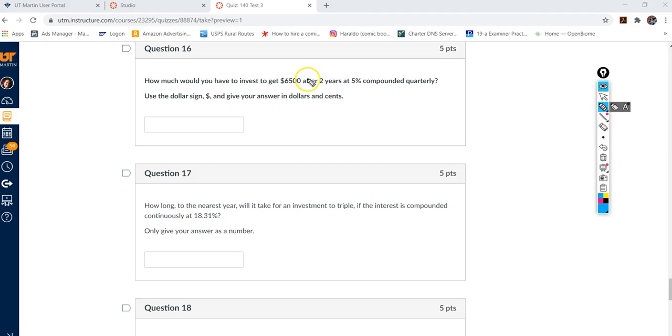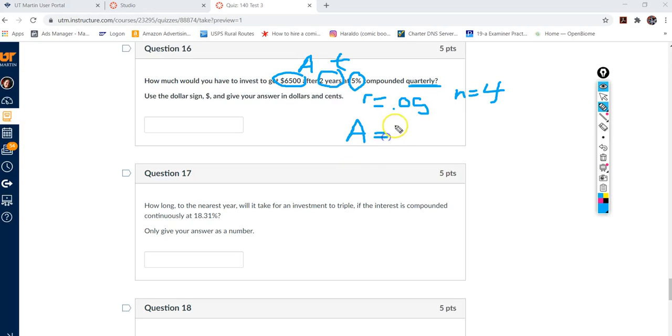Okay. That's what you want in the end. So that's your A, after 2 years, that's the time, at 5%, compounded quarterly, so N is equal to 4. And again, this is not continuous interest. It's this formula that we have to use.